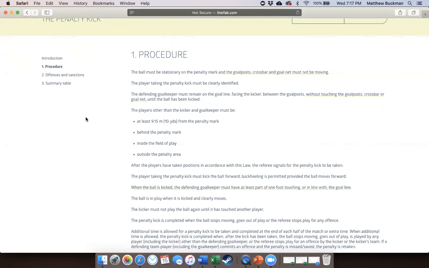So the big thing is the ball must be rolling forward. It must be played forward when the penalty kick is taken. And we'll get to a different slide here where we talk about the various offenses and sanctions that we can offer.